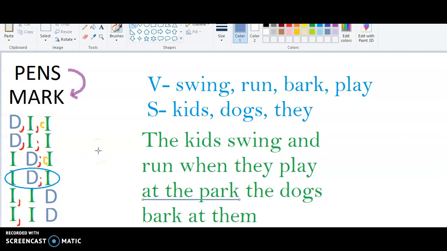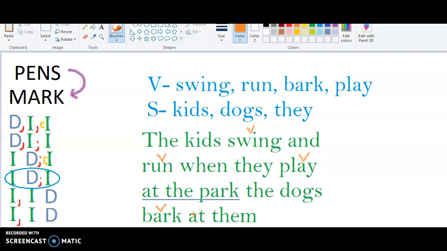Next, I'm going to the A in MARK. A is ask, is there a verb? So let me see. I'm going to write down the letter V over any verbs in my sentence. Okay, the kids swing. Swing's a verb. And run. There's another verb. When they play at the park, the dogs bark at them. Alright, swing, run, play, and bark.